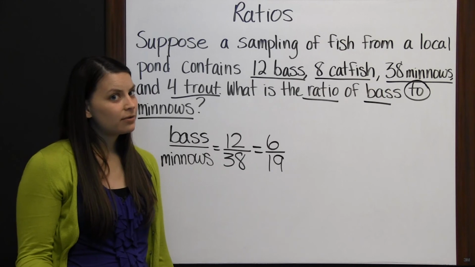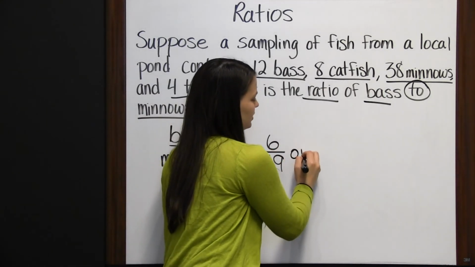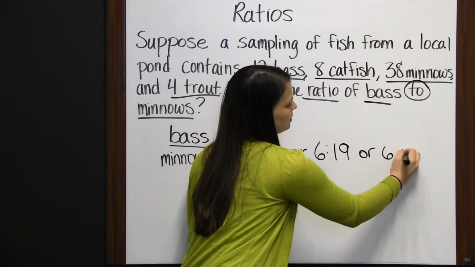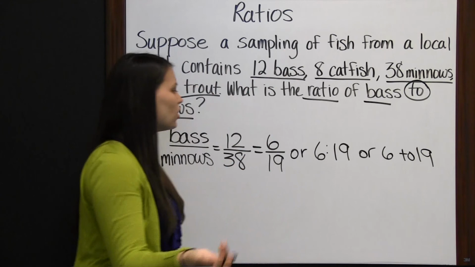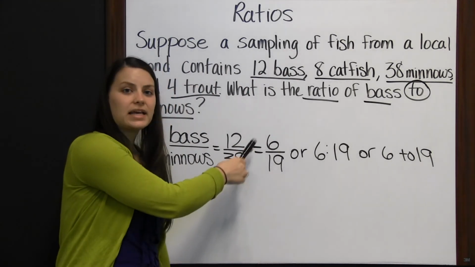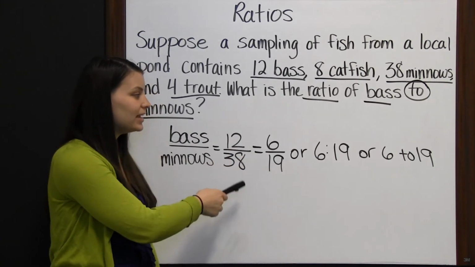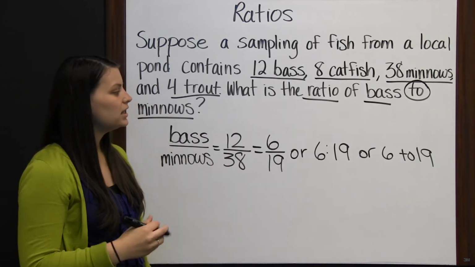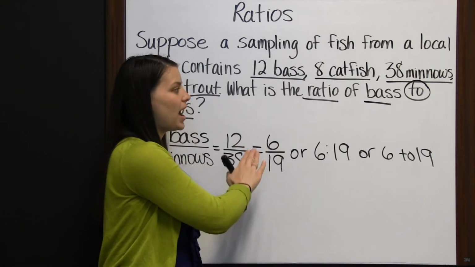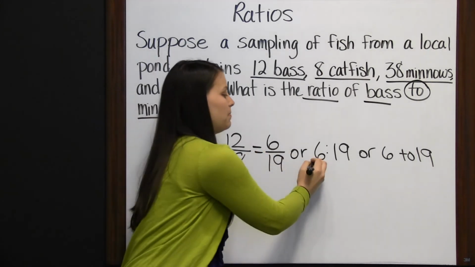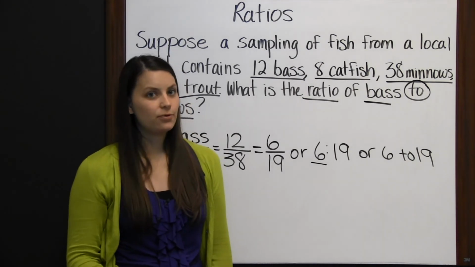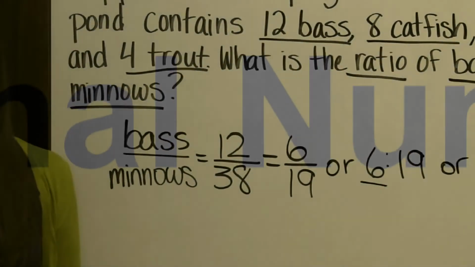But that's not the only way we can write a ratio. We could also write it as 6 to 19, or as 6 to 19. And these all mean the same thing, and they all give you the same information, that for every 6 bass in the pond, there are 19 minnows in your pond. It is important, though, the order of your numbers. Since the ratio they were asking for was bass to minnows, your bass number should be first, and then your minnows number. So make sure you put it in the right order. That is very important.